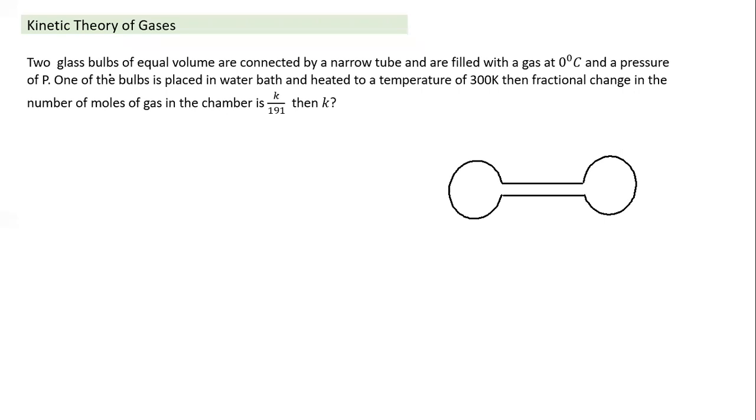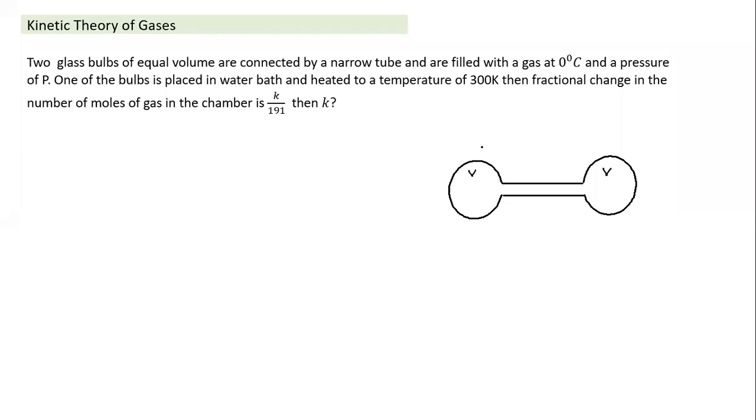So what is given here? Two glass bulbs of equal volume. I see a glass bulb here. Let's say this volume is V and this volume also is V. And they're connected by a narrow tube. Narrow tube means the volume of this tube is negligible compared to the volume of the bulbs.